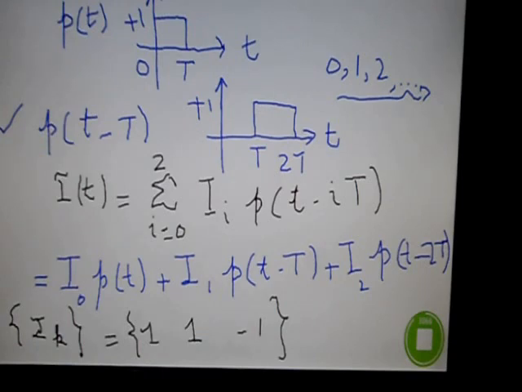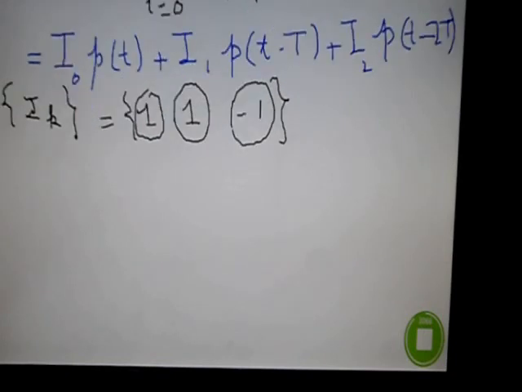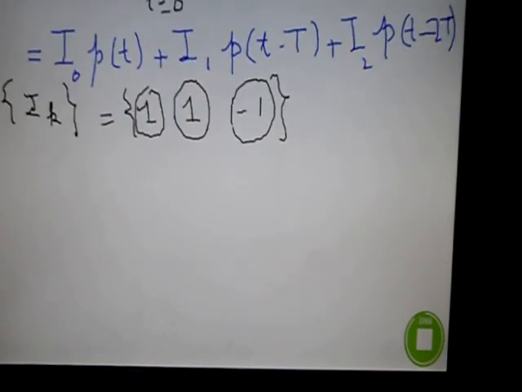So this is my I naught, the first one is I naught, the second one is I1, and the third one is I2. Just taking these three, we would like to show our expression and the signal. We will compare it with our signal, to see how our signal is represented by this summation.